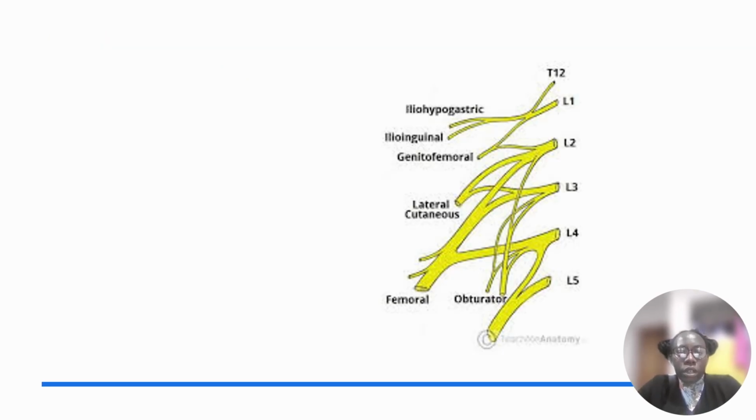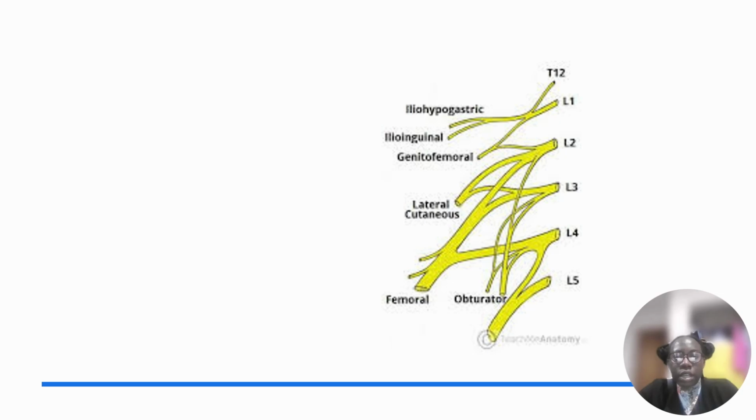For the lumbar plexus, it has different nerves, and the one important thing about this plexus is that it innervates the front of the thigh where the quadriceps sit, the quadriceps, which is formed of four muscles. We know the rectus femoris, the vastus medialis, lateralis, and intermedius.